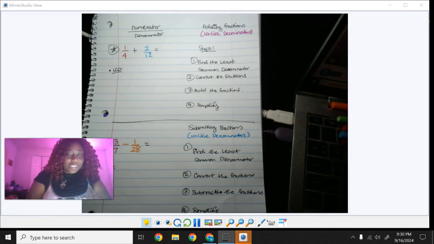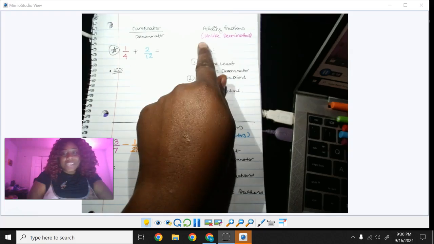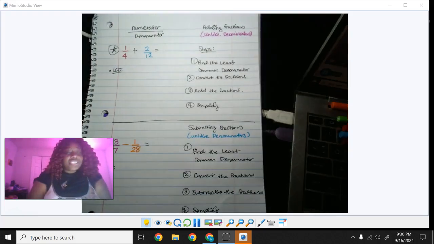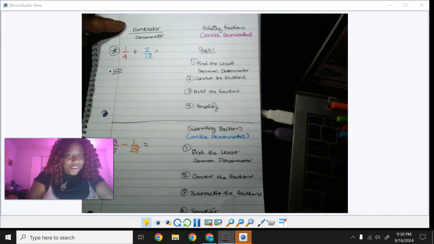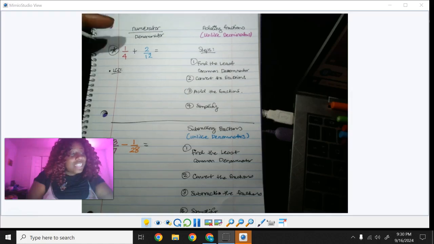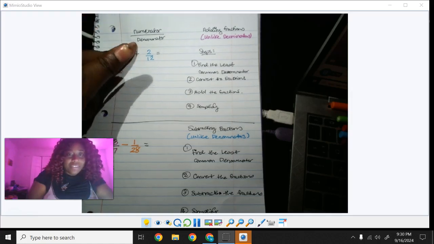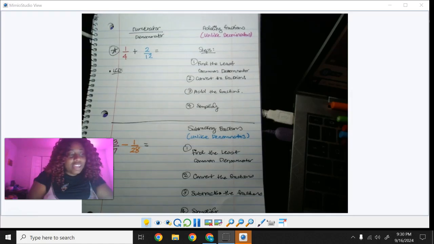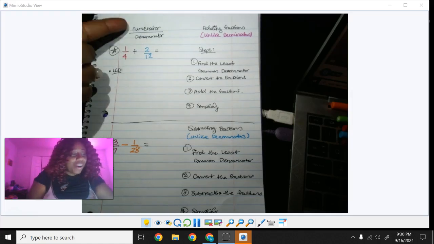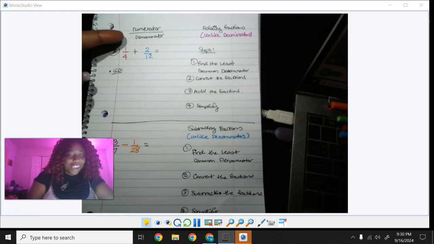This time I am going to be adding fractions with unlike denominators. So just to recap, if you have forgotten, we have the numerator, which is the top number, which represents the part of a fraction, and then we have the denominator, which is the bottom number, which represents the whole of a fraction. So it's part out of whole, okay?